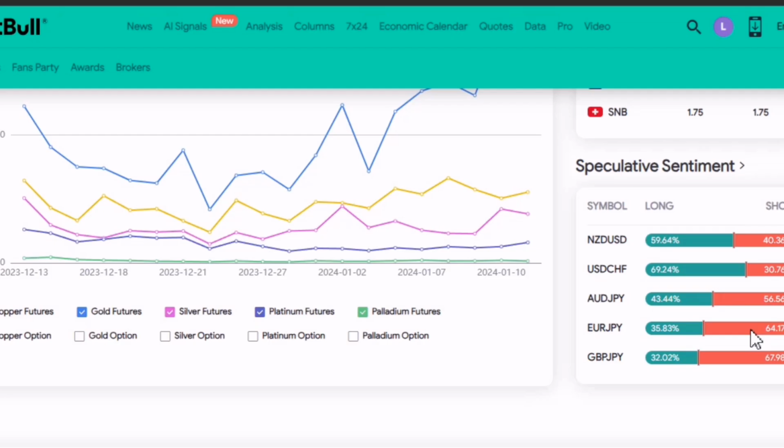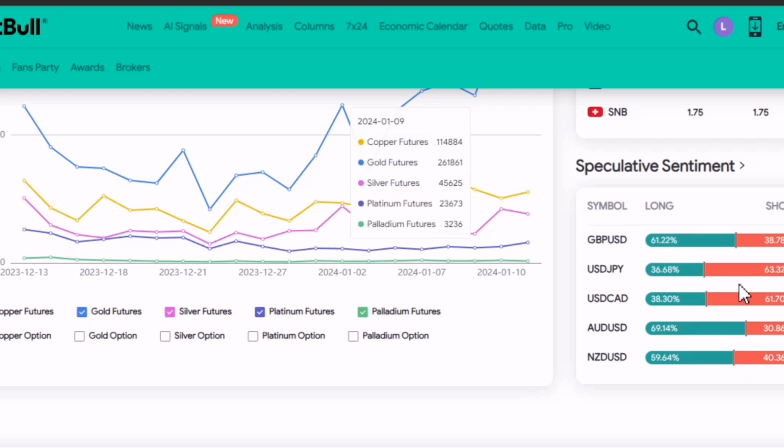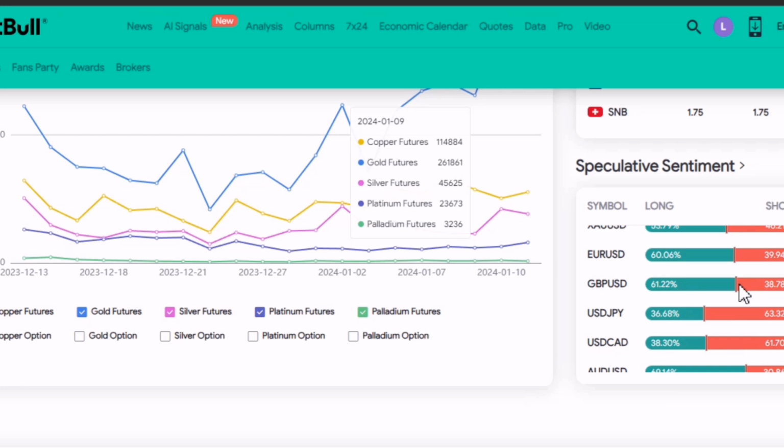For today, let me end here. I don't want to make this video very long. Bottom line, before you can find an entry, come here and find a pair where there's a greater difference between the green part and the red part, especially if it's around 60% or more.